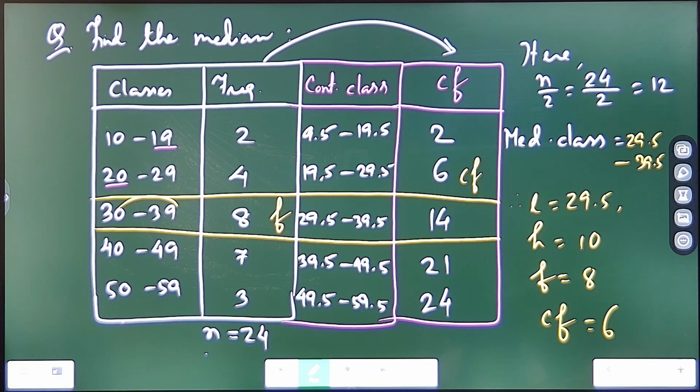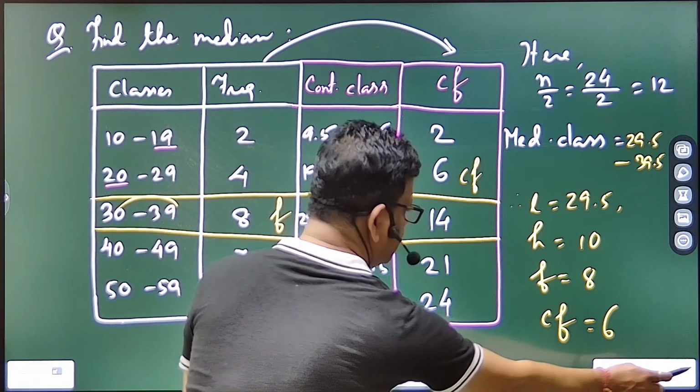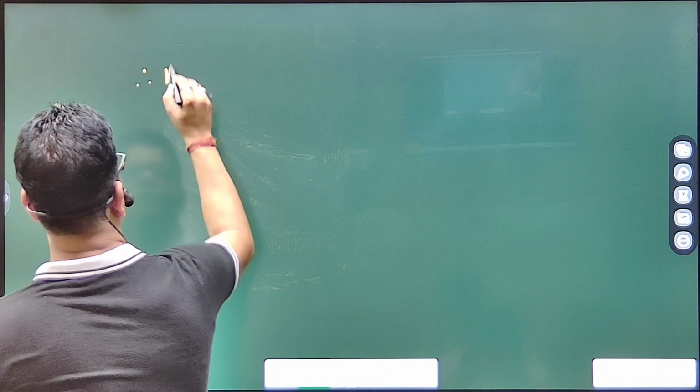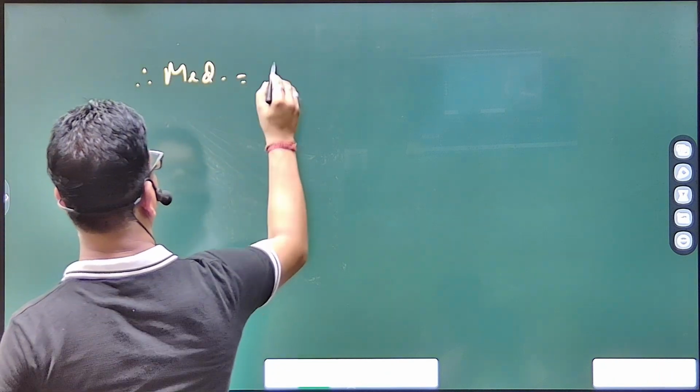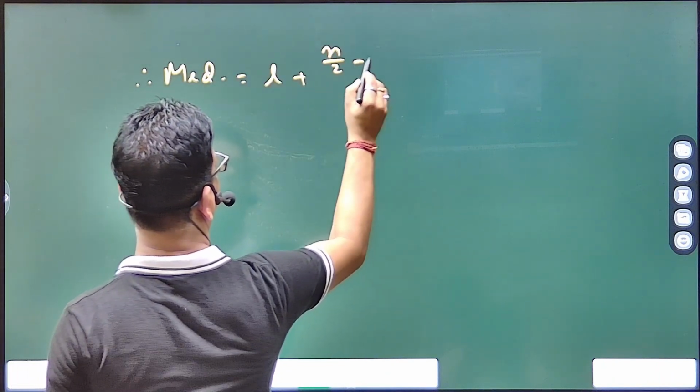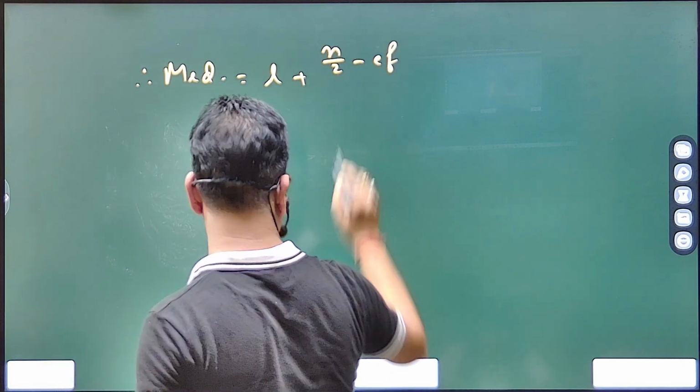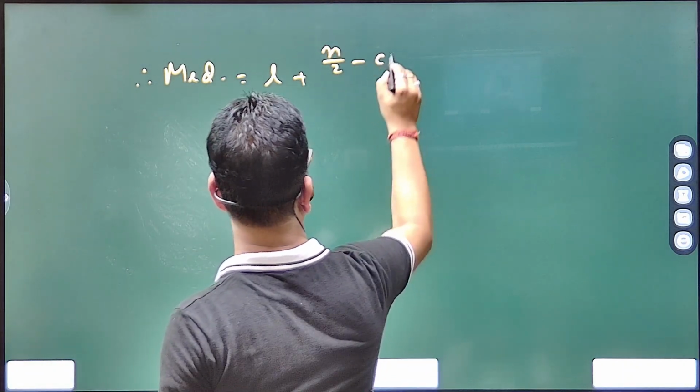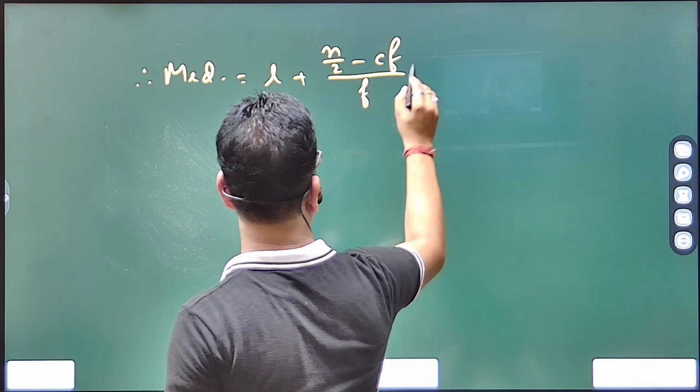What is the answer? Okay, so it goes like this. Therefore, median equals L plus (n by 2 minus CF) by F into H.